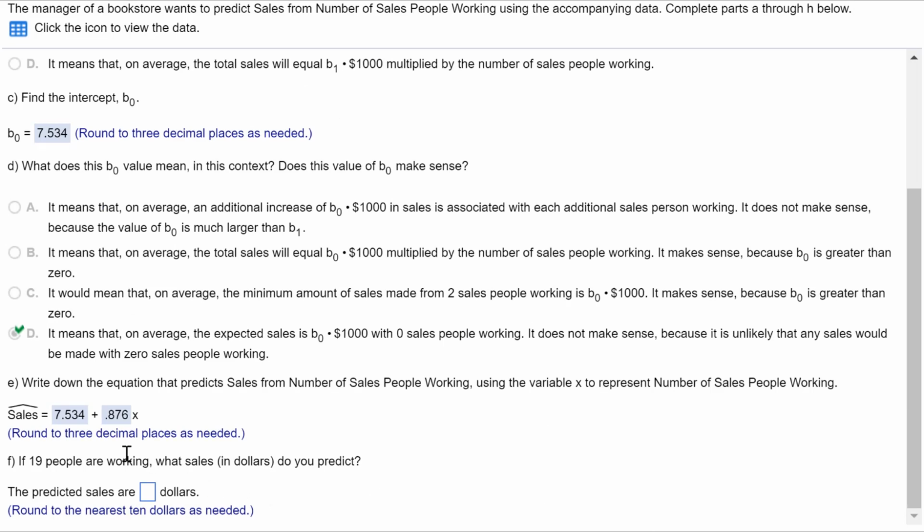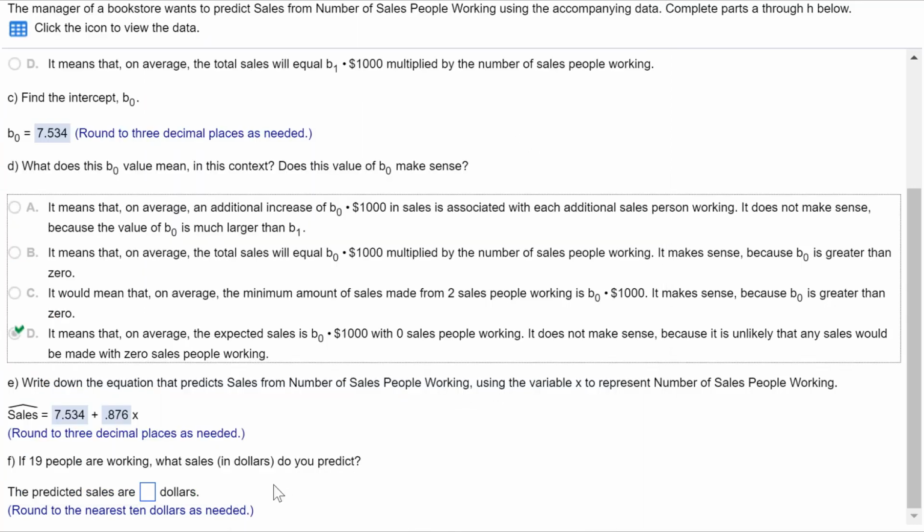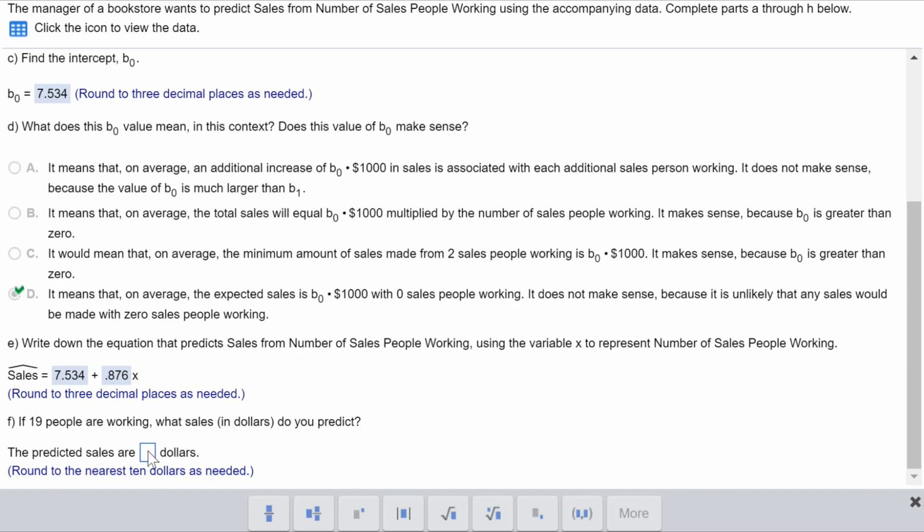Okay, now we're going to use our equation to make a prediction. So if 19 people are working, what sales in dollars do you predict? And we're going to use our equation here. When I plug this into the equation, put in 19 for x, I get 24.178. But step back for a second. With 19 people working, I want to make $24? Doesn't make a lot of sense. And then hopefully remember, wait a second, the sales are in thousands of dollars. So let's multiply this by 1,000. So we get 24,178. It says round to the nearest $10. So 24,180.